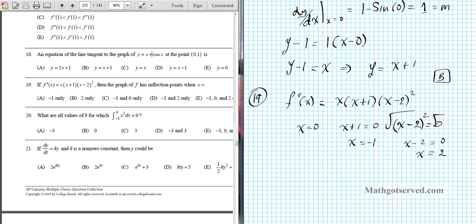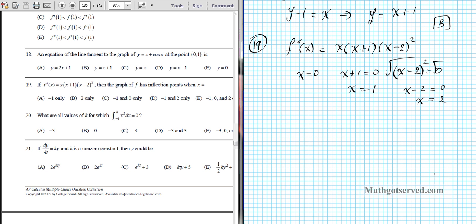Okay, so these are the points where the function might switch concavity. Okay, there might or might not be a switching concavity. So at these points, it's neither concave up nor concave down. So that's the deal there. Okay. All right. So let's make our number line.